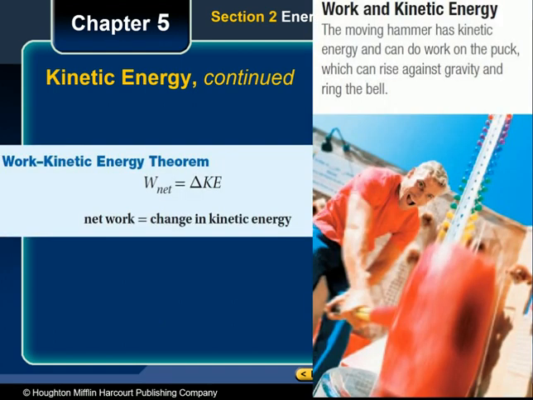The work-kinetic energy theorem allows us to think of kinetic energy as the work that an object can do while the object changes speed, or as the amount of energy stored in the motion of the object. For example, the moving hammer in the Ring the Bell game in figure 2.2 on the screen here has kinetic energy and can therefore do work on the puck. The puck can do work against gravity by moving up and striking the bell. When the bell is struck, part of the energy is converted into sound.